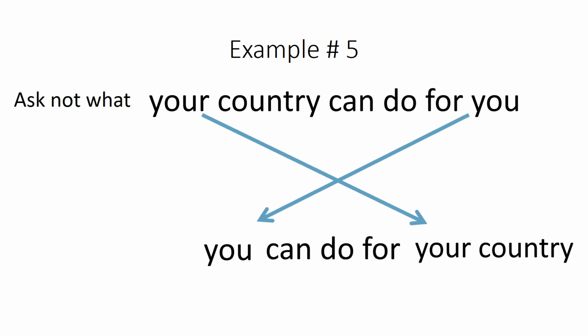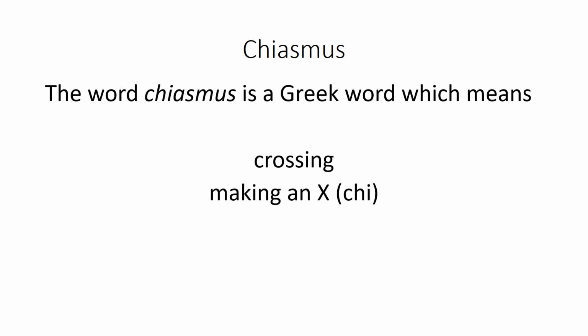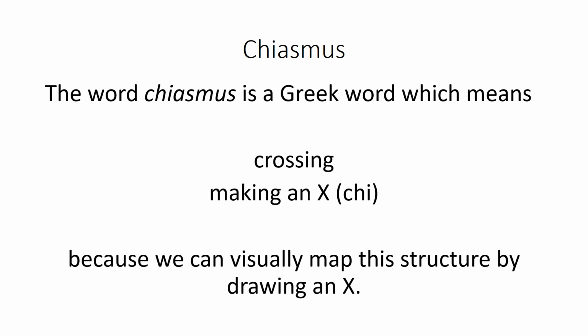It's a different type of chiasmus, but it's a chiasmus nonetheless. There are different types. Trivia. Chiasmus is a Greek word, which means crossing, or making a key. That letter in Greek is pronounced key. Because we can visually map this structure by drawing an X. Arrows that move around the first and last terms of the first phrase and make them a reversed order in the second phrase. One last example.